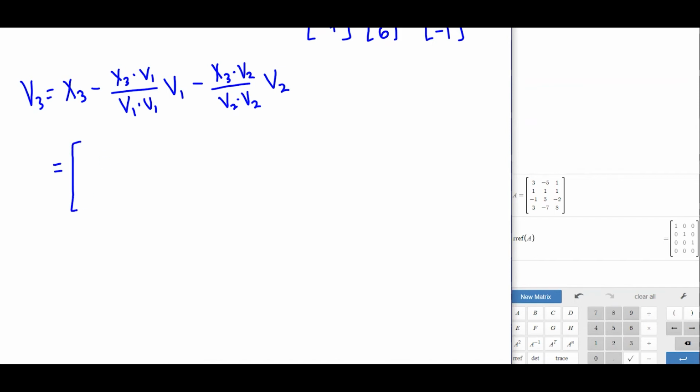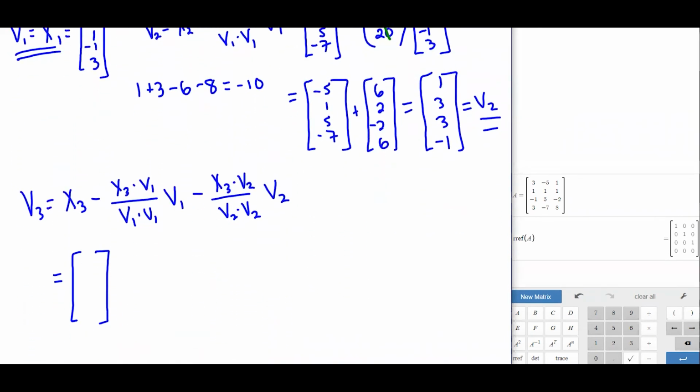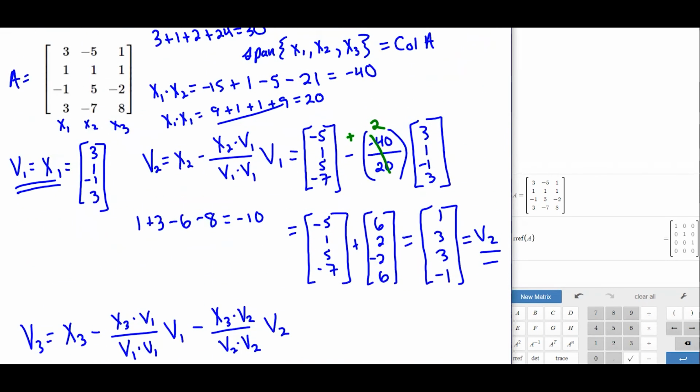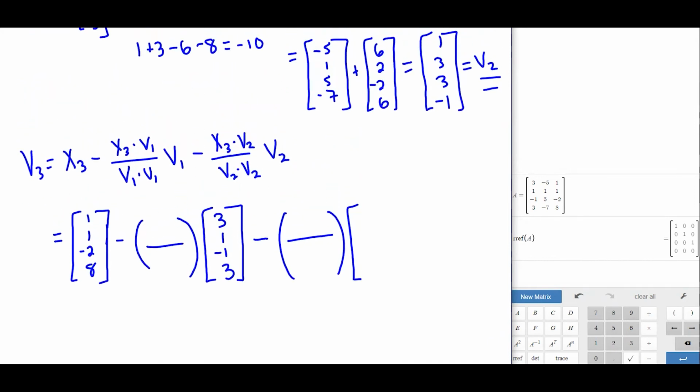All right, so what is x3? So I'll look at the top. Third column here, so it's 1, 1, negative 2, 8. Then minus a fraction times v1. v1 is x1, so 3, 1, negative 1, 3. Minus another fraction, and then v2, that is 1, 3, 3, negative 1.